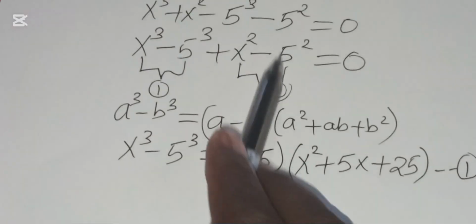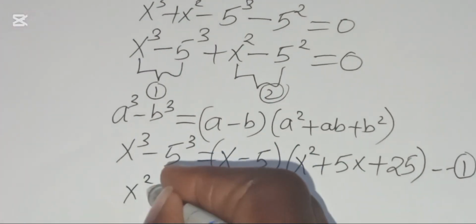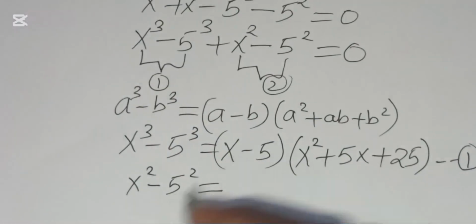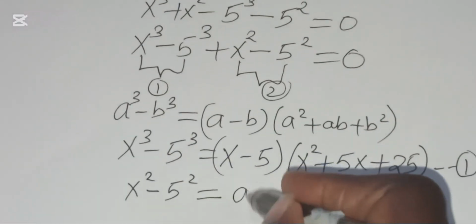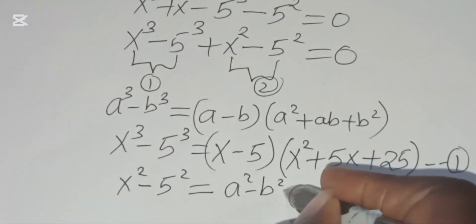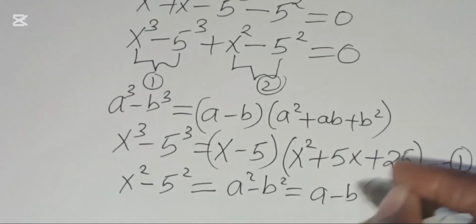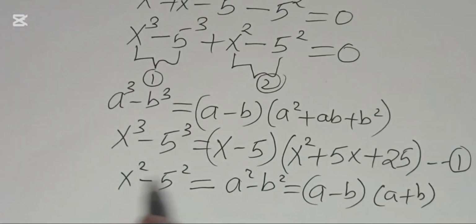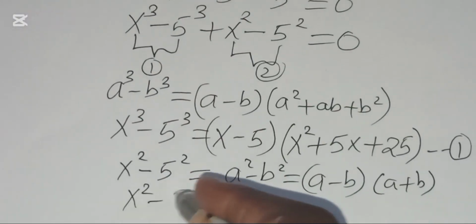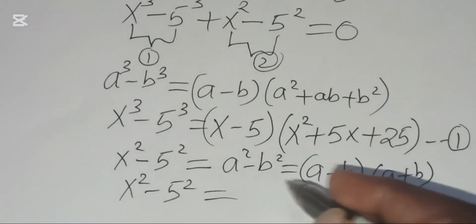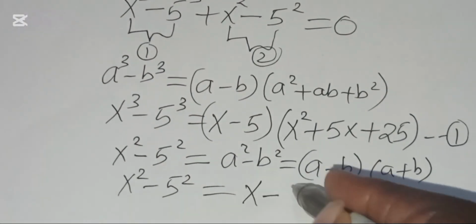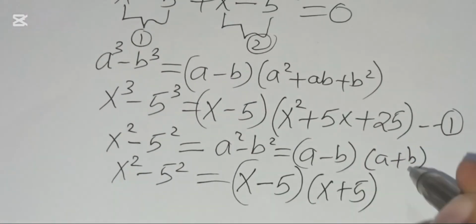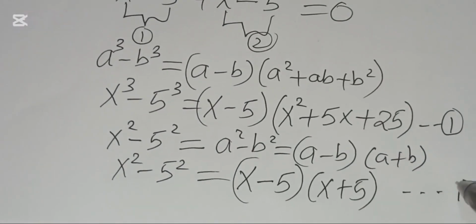The second part is x squared subtract 5 squared, and this is actually the difference of two squares, expressed as a squared minus b squared, which you can express as a minus b and a plus b. Now from our case, we have x squared subtract 5 squared. We can express this as x minus 5 and x plus 5. I can call this the second part.